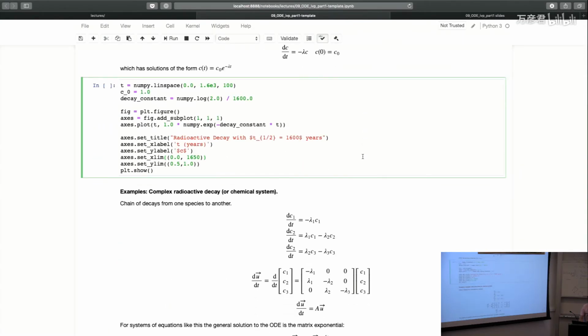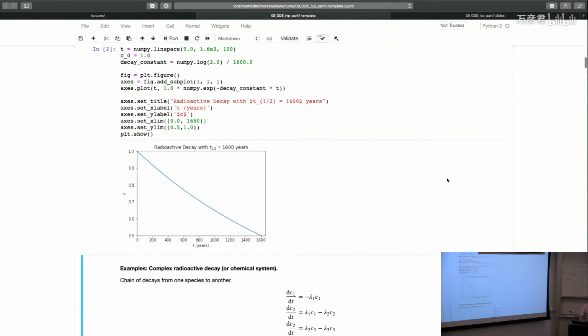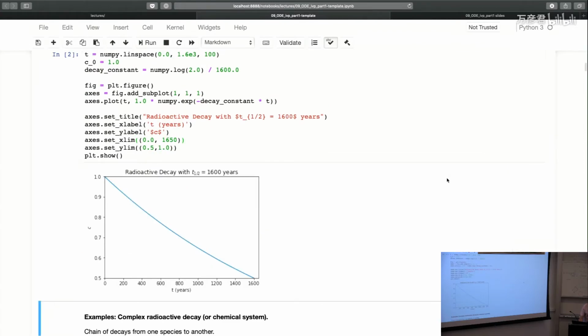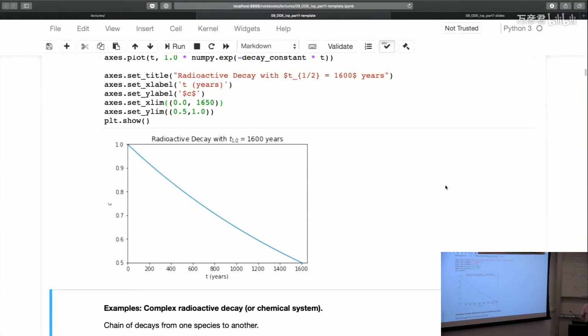This plotting is fun, and we're going to do this a bunch of times. Okay, so we have something like this. These are for our actual numbers. We have some concentrations that are normalized to 1 at time t equals 0. And in this case, over 1,600 years, which is the lifetime of this particular particle, it goes to half of its original concentration.